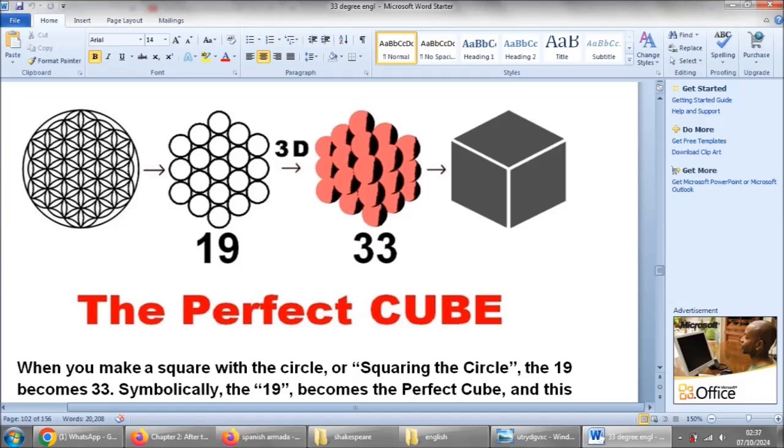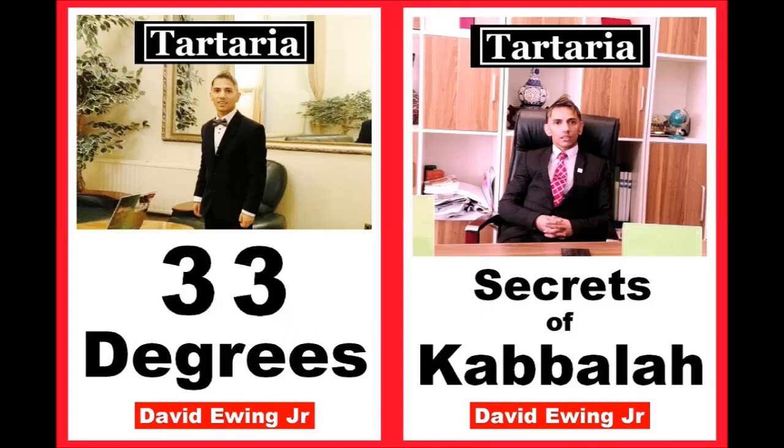Many people say it's a cube, but in fact, it's actually not a cube. But it's very important to notice that it's similar to a cube. It's similar, and it's called Kaaba or cube. Yes, so these things are very important. If anybody wants to understand these things, the 19 is explained more deeply in my book, Secrets of Kabbalah, and its significance with the 33rd degrees in my book, 33 Degrees.